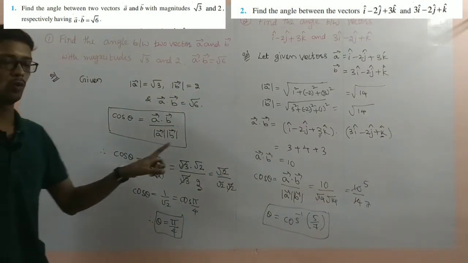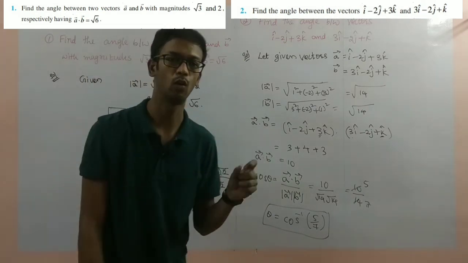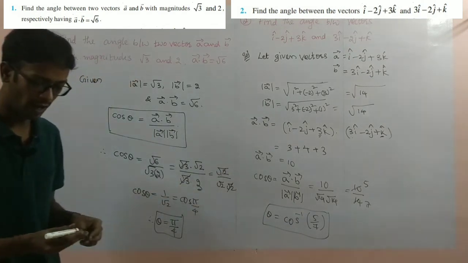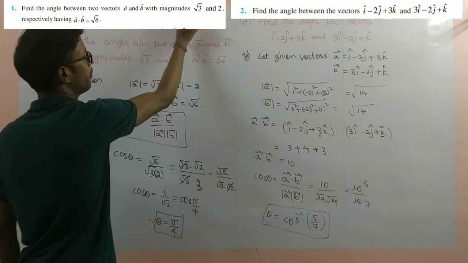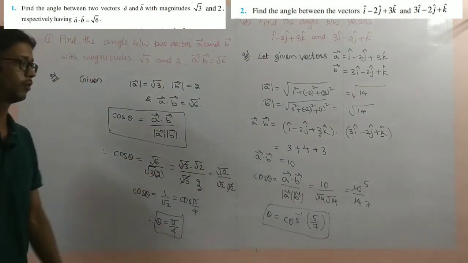So these are the two problems, finding the angle between two vectors in two different ways. Examples 13 and 14, take as homework. Pause the video to note it down.